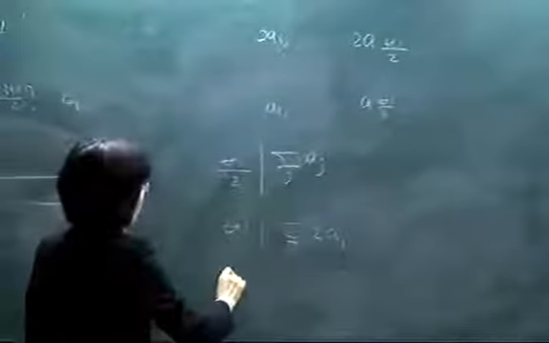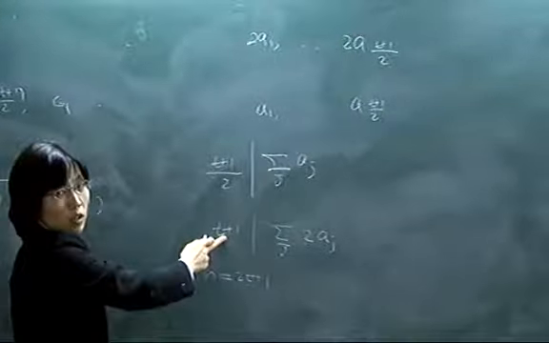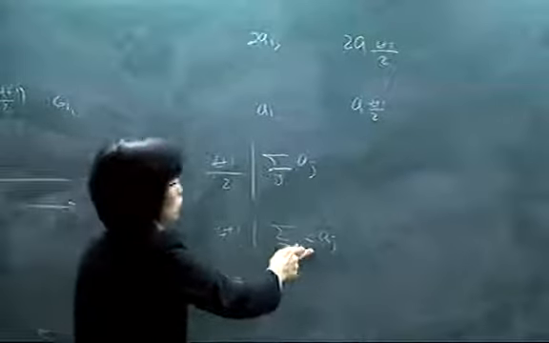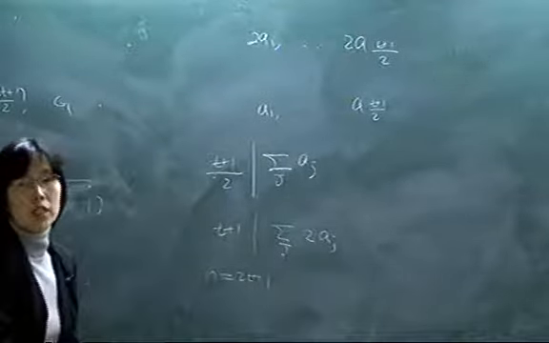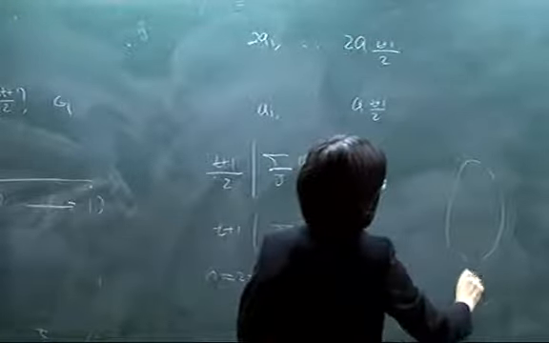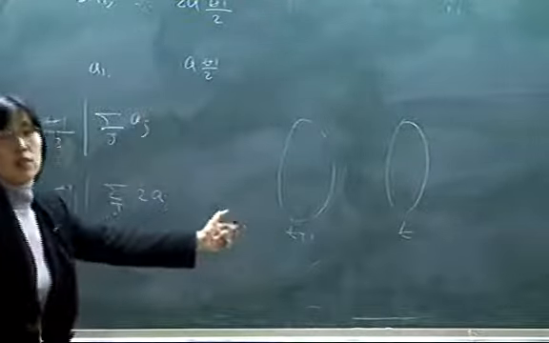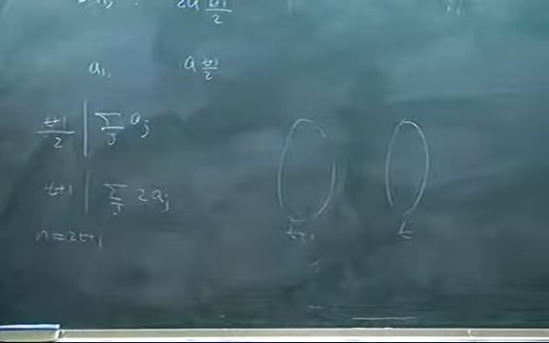But in our case, n is just 2t plus 1. So twice of this is impossible. That means this should be really t plus 1. So that means this component makes a part of size t plus 1, which is separated from the other part. So G is this kind of graph. That's a contradiction.